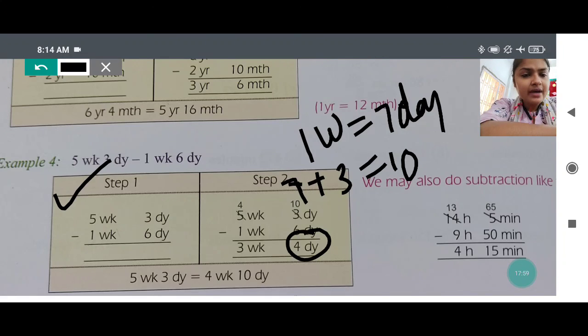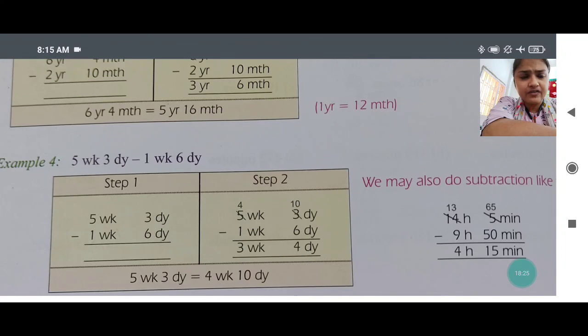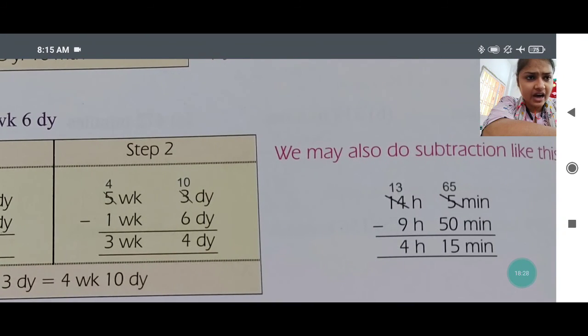Now 10 minus 6 we have got 4, and 4 minus 1 we have got 3. So what is the answer, my dear, which we have received? We have received the answer as 3 weeks and 4 days. Like you can see here also one subtraction is given. It is written 14 hours and 5 minutes.